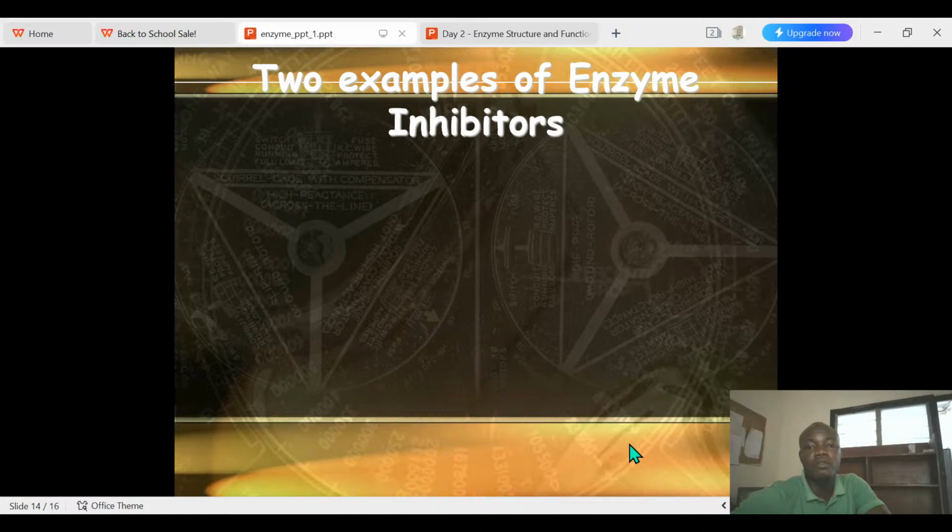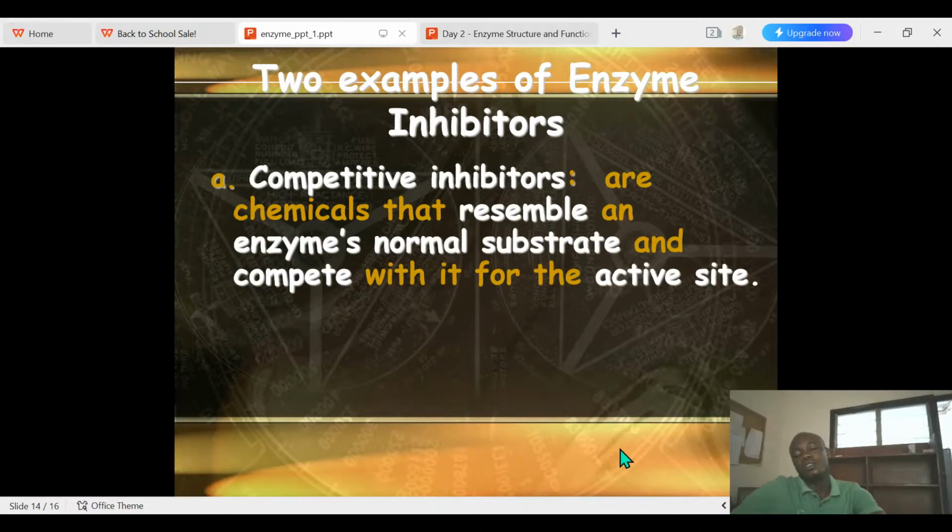Then we have two examples of inhibitors. So what are inhibitors? The examples of inhibitors are more than this, and we are going to look at them. This is just to give you a general introduction to enzymes. The purpose of this lecture today is for you to have a basic understanding of the concept of enzymes. So we have two examples of enzyme inhibitors.